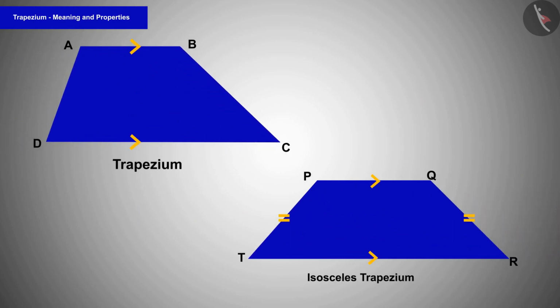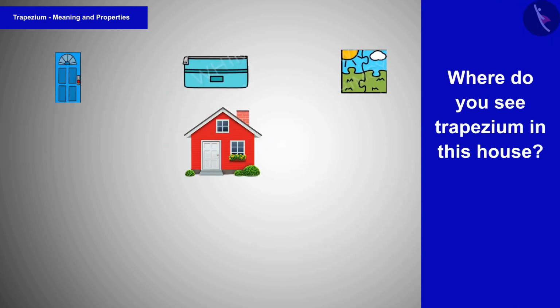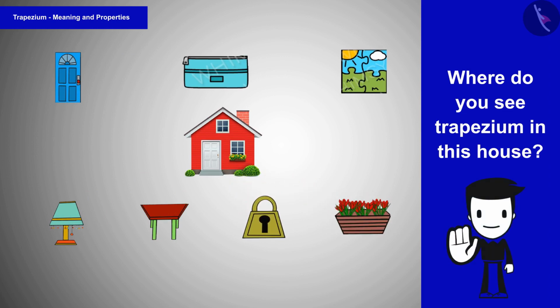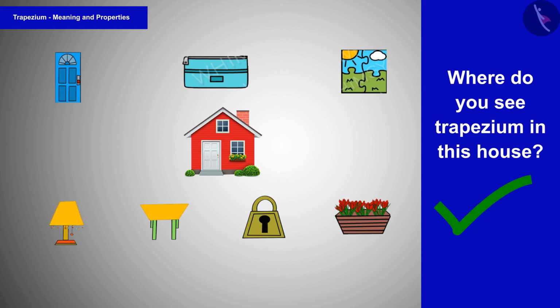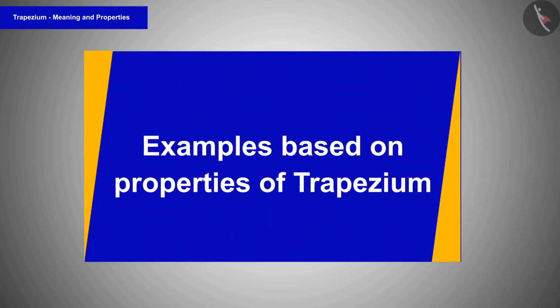Then let us play a game. Where do you see trapezium in this house? Pause the video and try. Well done, you recognized absolutely right. In this house, we can see trapezium in table, table lamp, lock, and pot. Let us now look at some examples based on properties of a trapezium.